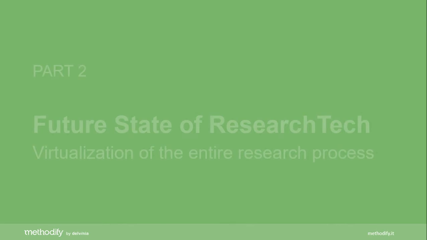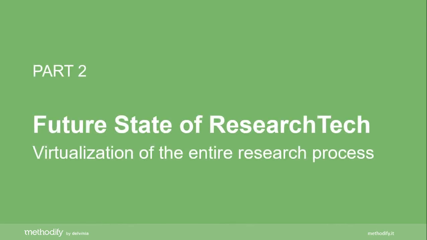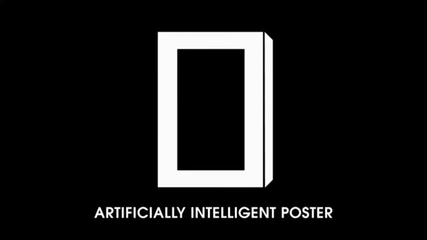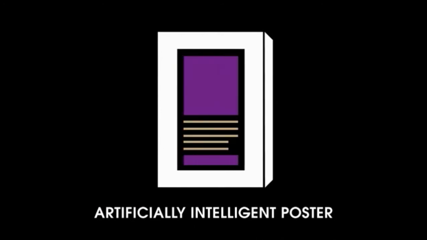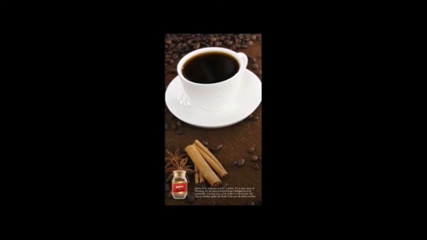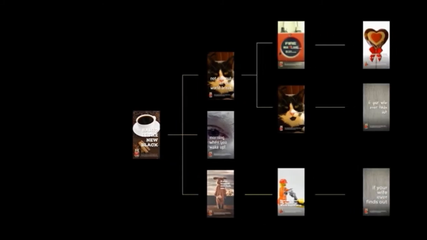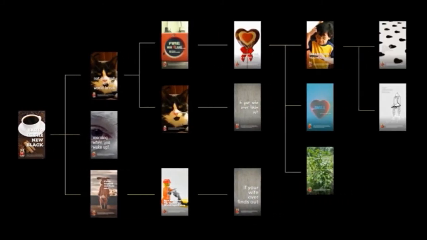Now this gets us into our second part, the future state of research tech. So I'm going to talk about virtualization a lot in this in terms of where the future is going. So before I get into that, let's go into an example. I'm not sure if you've ever seen this example by M&C Saatchi, but it was the first virtual poster ever created. And essentially what happens here is they ripped apart things like the call to action, the background, the font, the images, the colors, and created different versions.